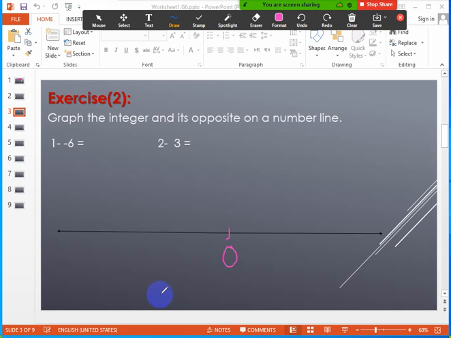First thing, you remember on the right side of 0, I have the positive integers. On the left side of 0, I have negative integers. Okay, so first thing, when I say here negative sign, that means this number will be on the left side of 0.